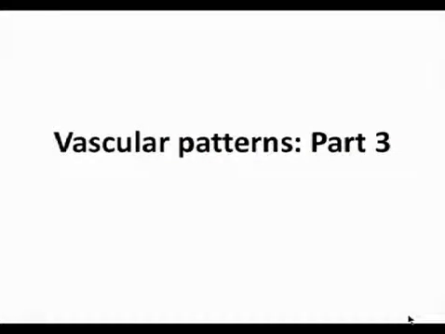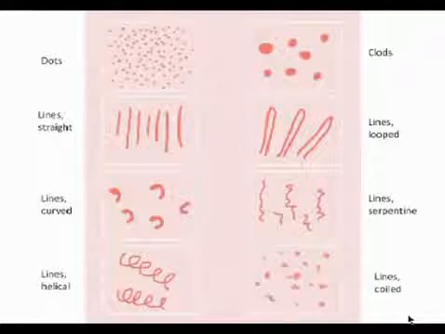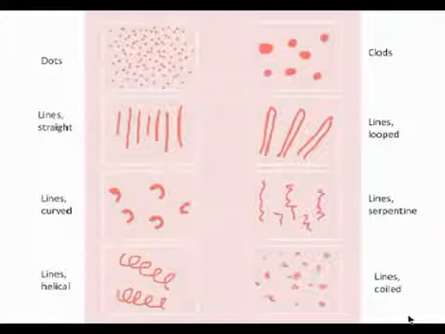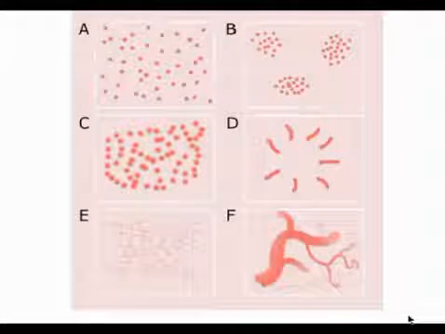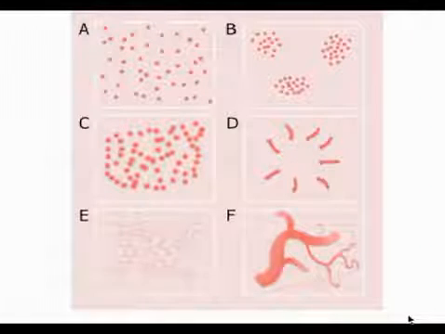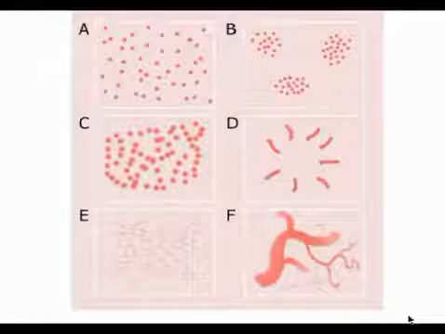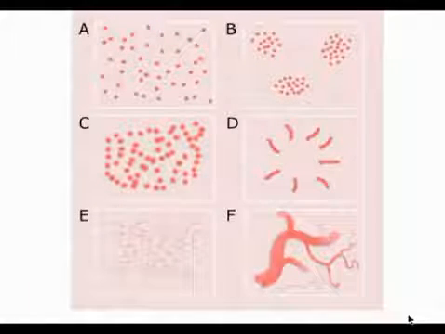Vascular Patterns, Part 3. We've already talked about vessel morphology. We talked about dotted vessels, clots, vessels as lines, and how these different types of vessels form different types of patterns. And we also talked about vessel arrangements within the patterns. And now we want to use vessel morphology and arrangements to come to specific diagnosis with dermatoscopy for unpigmented lesions.